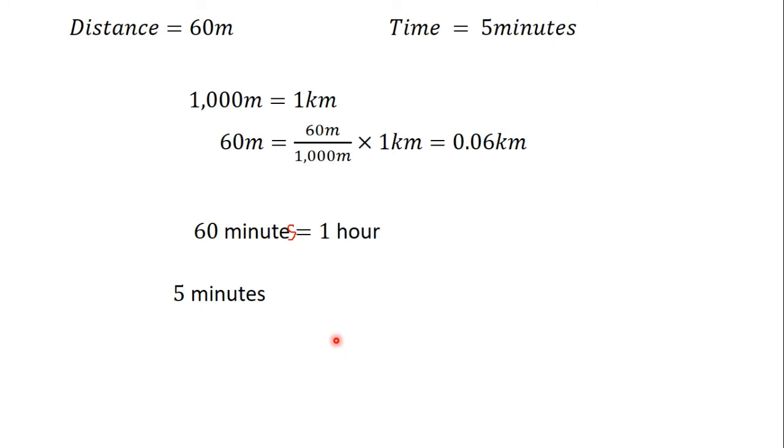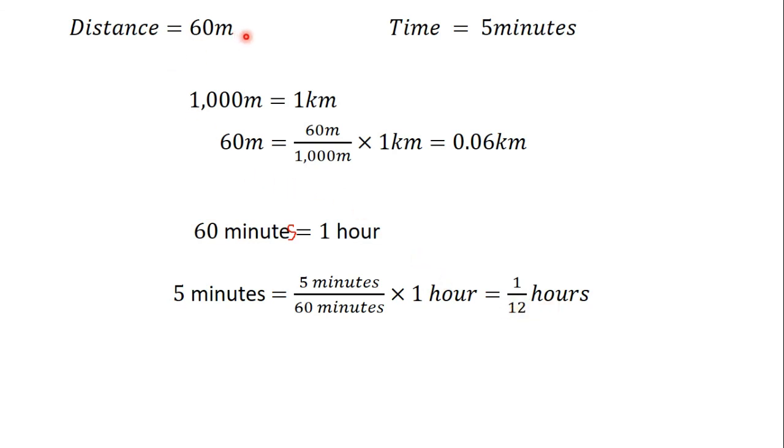If less, more divide. So here 60 minutes will divide, that is 60 minutes will be the denominator and 5 minutes will be the numerator. Minutes and minutes will cancel each other out. So you have 5 divided by 60 times 1 hour. 5 divided by 60 will give us 1 divided by 12. So 5 minutes will give us 1 divided by 12 hours.